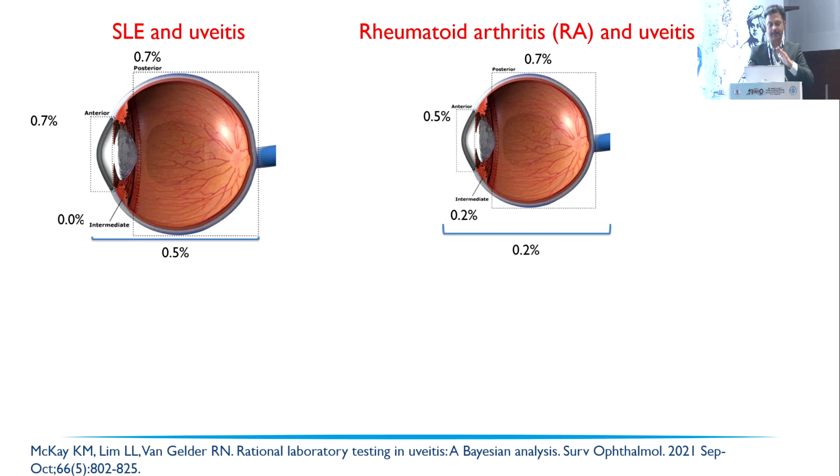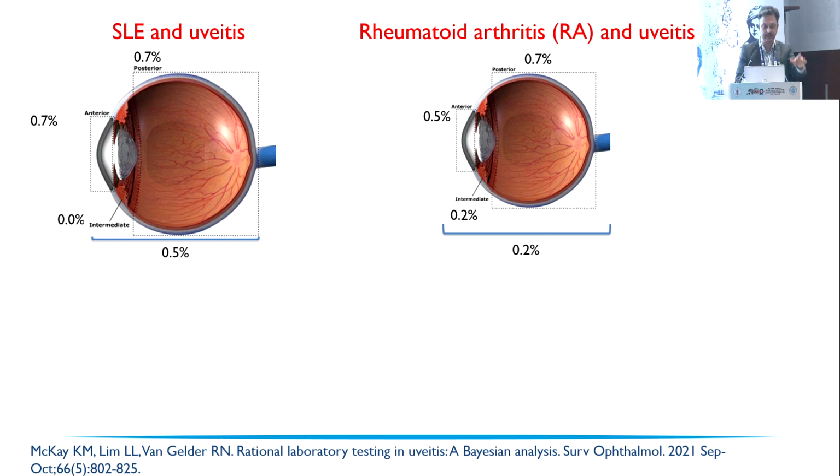The reverse example: two common tests that we advise all the time in our uveitis clinics, ANA and rheumatoid factor. What is the prevalence of SLE in isolated uveitis when there is no systemic disease? Less than 1%, same with rheumatoid arthritis.